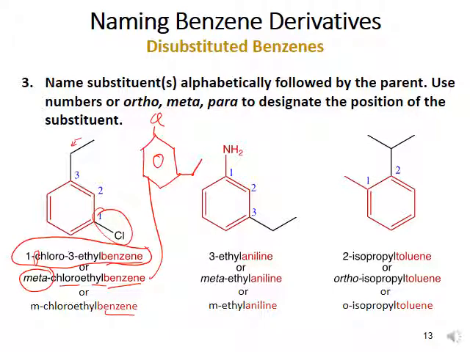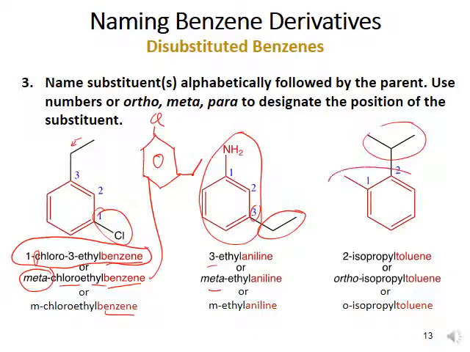3-ethyl aniline means that aniline is what you start with, and then the ethyl group is on the meta position or the 3 position. That's the isopropyl group. Toluene is the base or the parent, and so ortho-isopropyl or 2-isopropyl toluene is correct here. Okay.